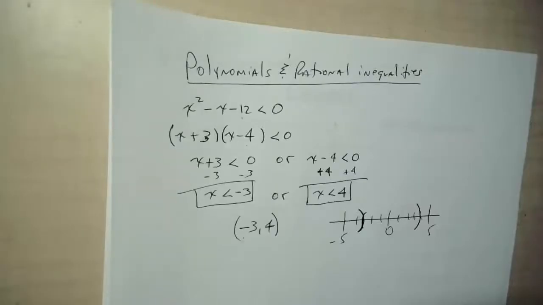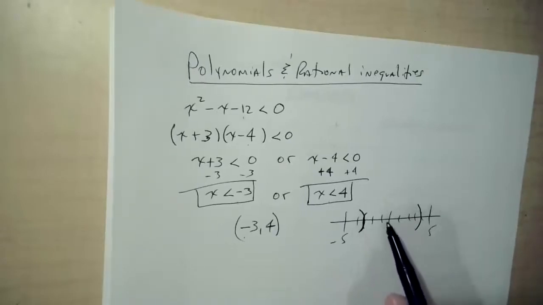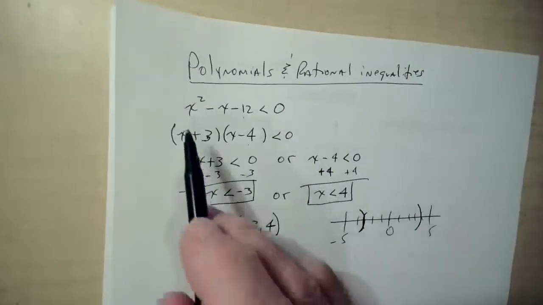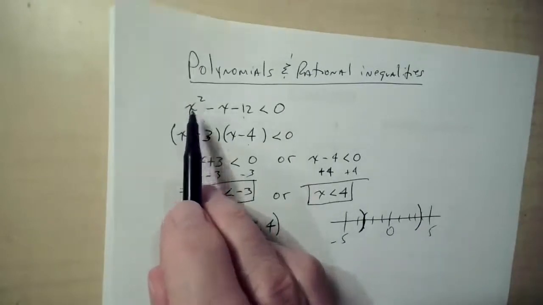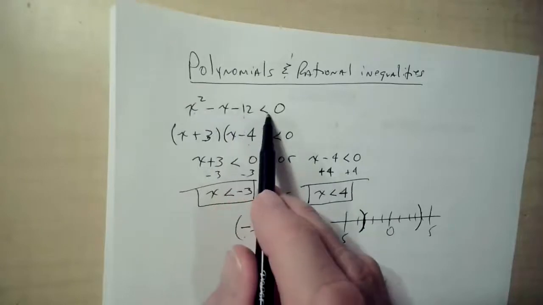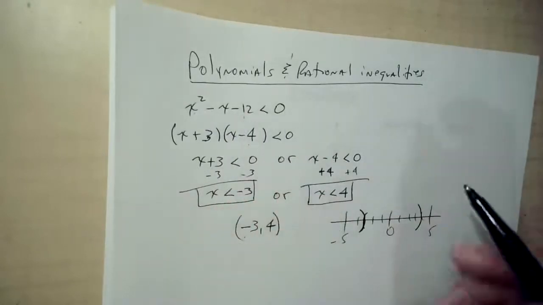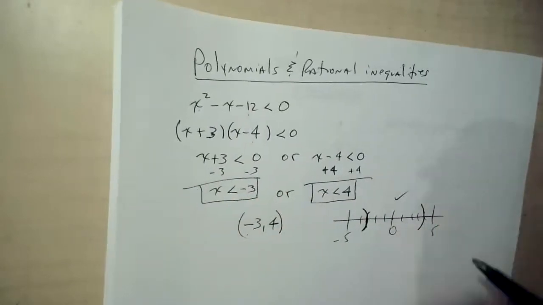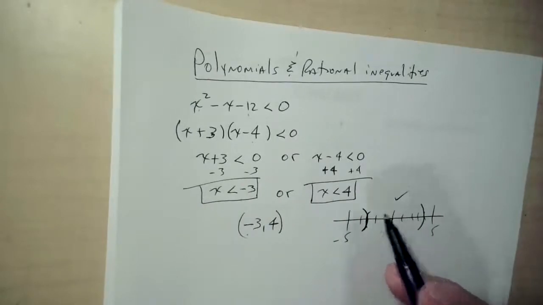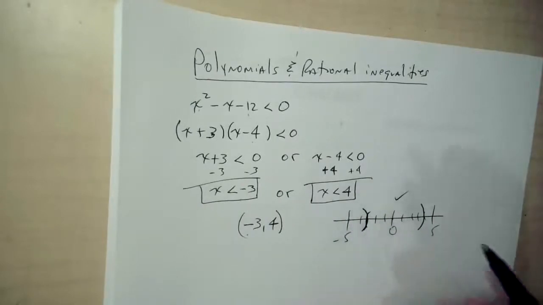Okay? So let's take a number. So to check, let's take 0. Plug 0 in for x. 0 minus 0 minus 12. So is -12 less than 0? Yes. So this area is good.